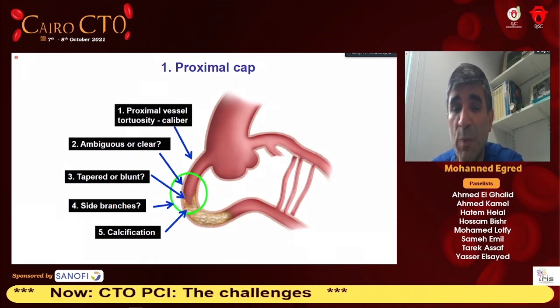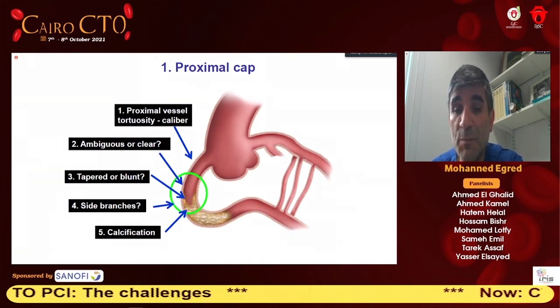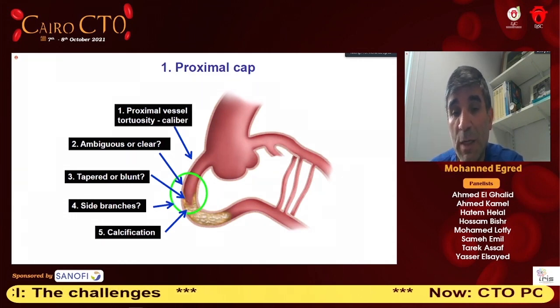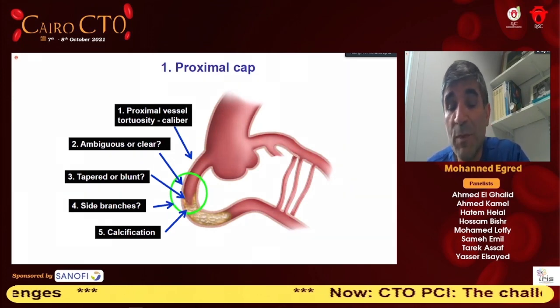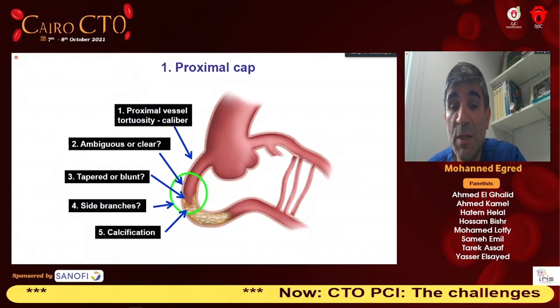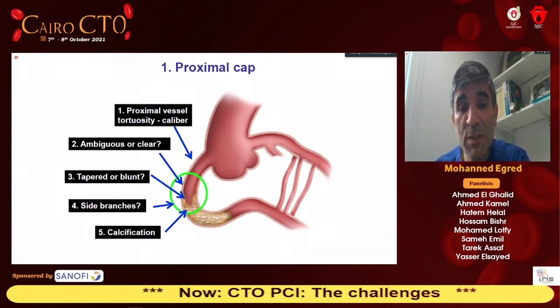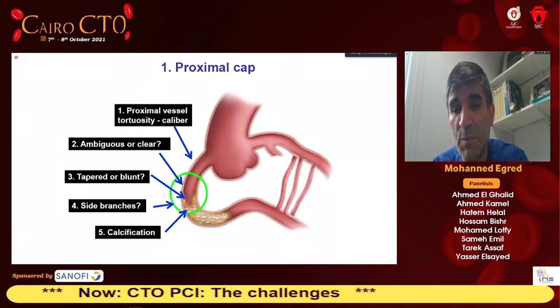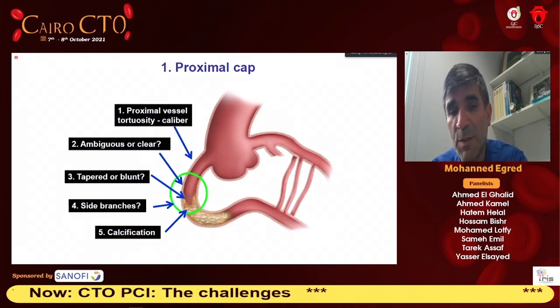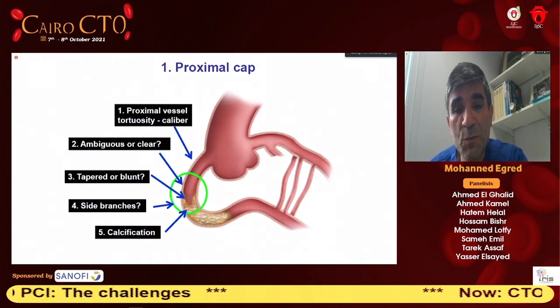Whether it's tapered or blunt. A blunt proximal cap could be difficult to penetrate, as everybody will know. And you might need some other ways of dealing with it to be able to penetrate it. The presence of side branches could change the way you approach it dramatically. Because intuitively, when you have resistance, the wire is going to choose the least resistant path, and that's usually a side branch. Again, there are ways of overcoming this by putting a balloon block in the branch or putting an IVUS to see where you direct your wire, etc.